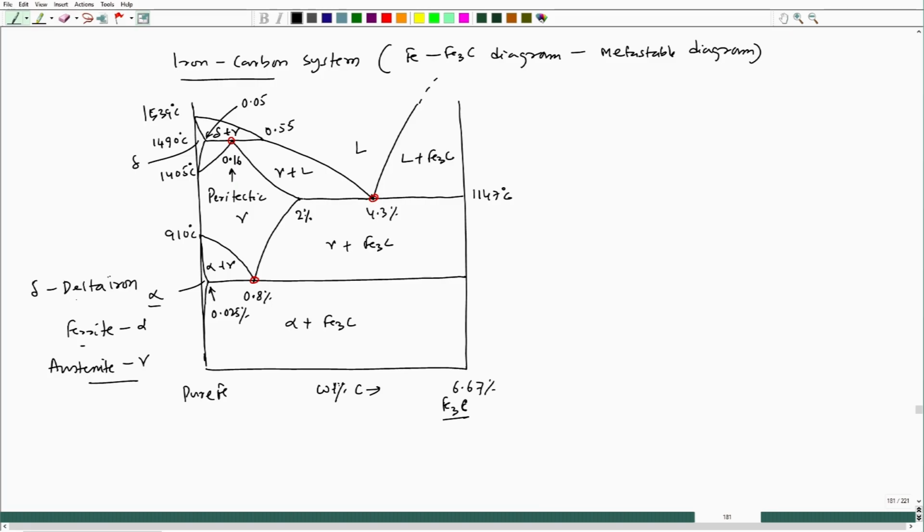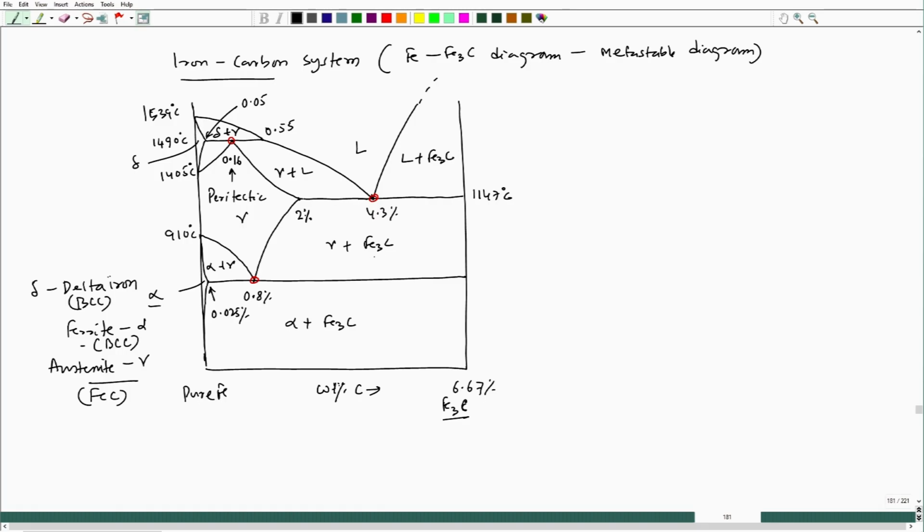Its crystal structure is BCC, body centered cubic. This crystal structure is also BCC and this crystal structure is FCC, face centered cubic. Now, Fe3C is a compound.